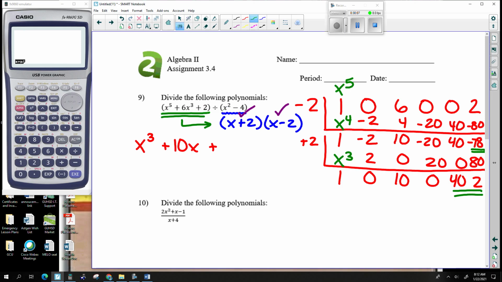And what I kind of do is I work backwards. So if I have two remainders, I begin with a normal number and I work backwards. So x, x squared, et cetera. And so because there's two remainders, that's going to be a normal number and an x. So this is going to be 40x plus 2 over what I was originally dividing by, which is an x squared plus 4.